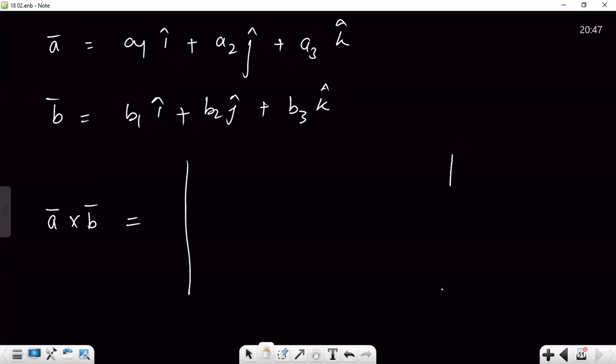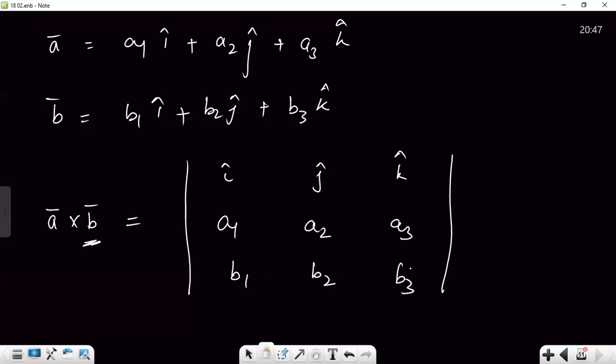Just draw a matrix of 3 by 3 order. Write i, j, k cap in the first row and the coefficients of the first vector here. Then the coefficients of the second vector here, and simply solve the matrix. That will be our resultant vector. Simple as that.